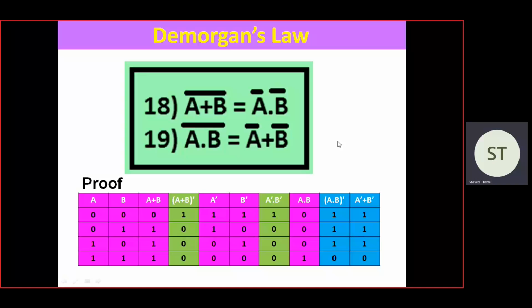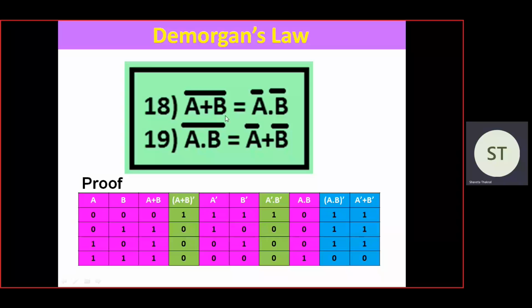Then finally we have the most important law, that is De Morgan's law or De Morgan's theorem. Here we have two theorems, that is complement of sum is equal to product of individual complements, and complement of product is equal to sum of individual complements. Or we can say the complement of OR operation is equal to complement of A ANDed with complement of B, and the complement of AND operation is equal to complement of A ORed with complement of B.